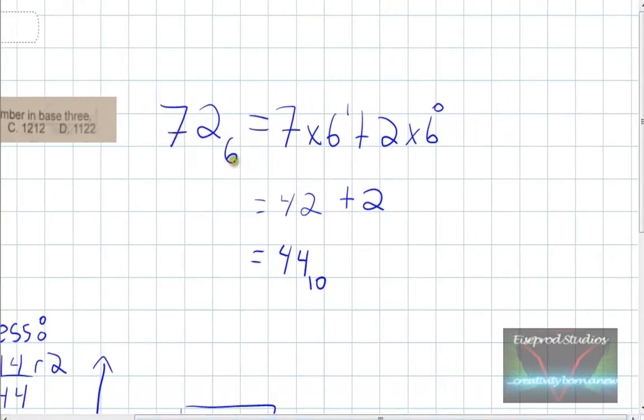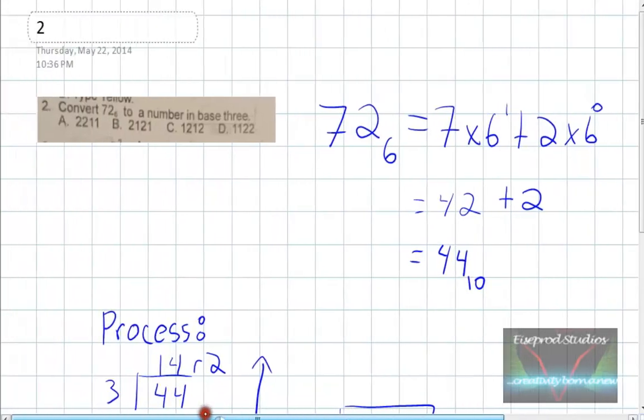Here we have 72 base 6, and so we're going to break it up. Remember that since it's in base 6, it's going to start from the right, 6 to the 0 power, then 6 to the first power, and it would move on if there were more numbers. So for the first, we're going to take 2 times 6 to the 0, and for the tens place over here, we're going to do 7 times 6 to the 1. So then this will be 7 times 6, which is 42. This will be 2 times 1, which is just 2. Then you're going to add those two, and this is 44, and remember that it's technically in base 10. That's why I wrote the little 10 down there.